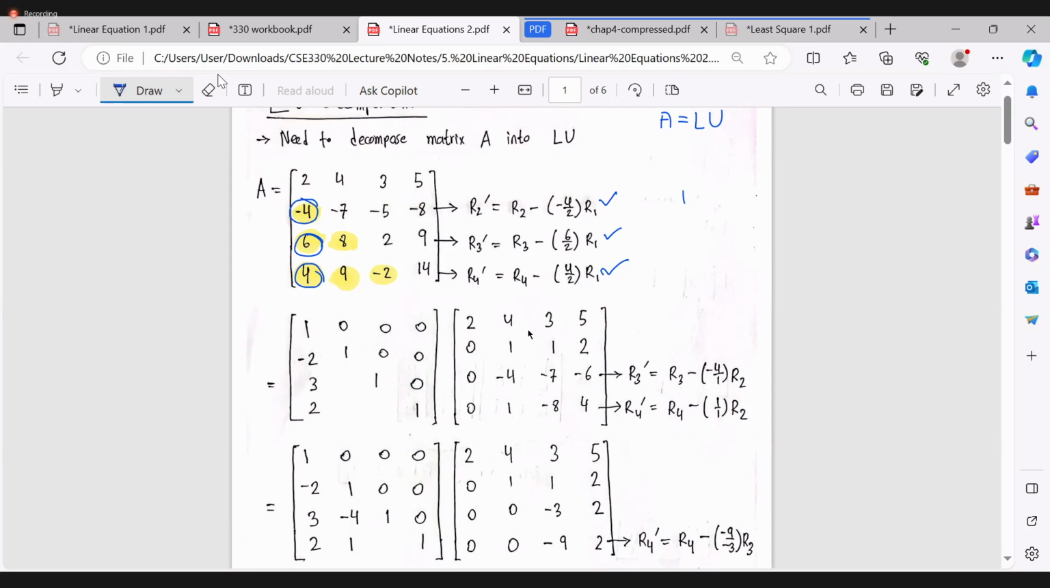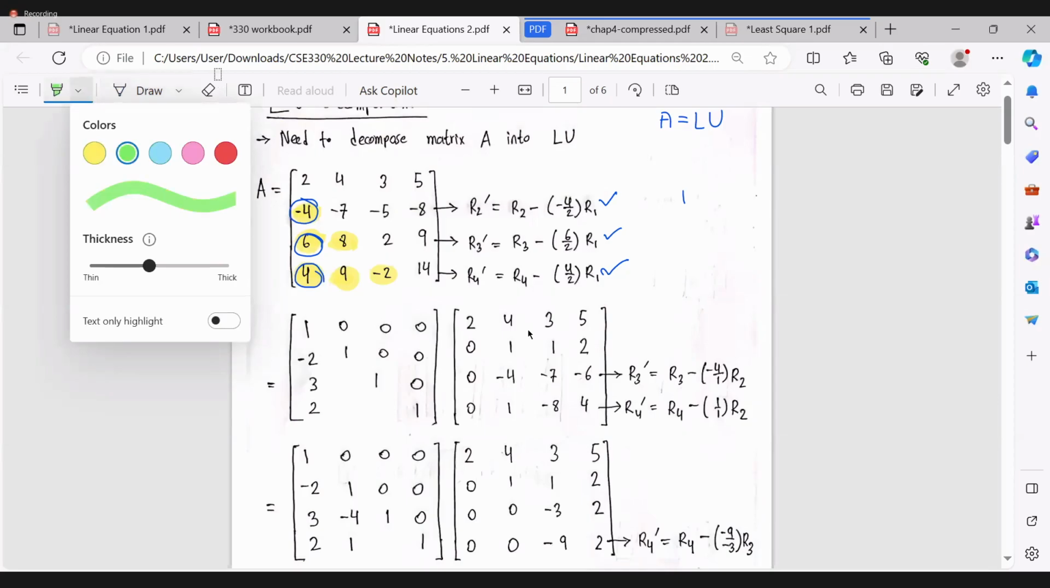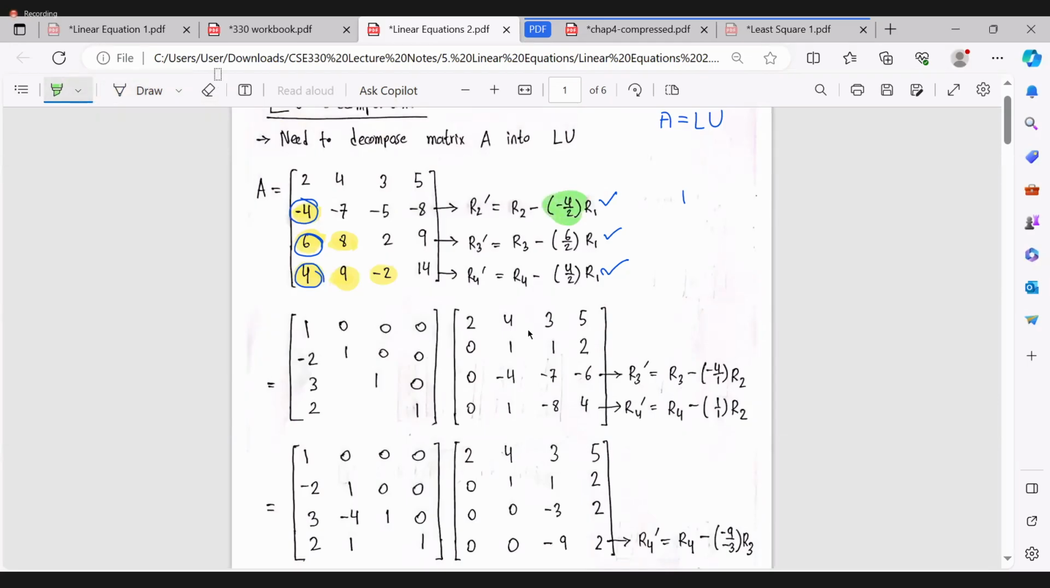Now, for making these values 0, the coefficient or some multiplier that you have used here will be written in here. That means these are the coefficients. This is the coefficient that you use to make minus 4 zero. This is the coefficient you use to make 6 zero. And this is the coefficient that you use to make this particular 4 here 0.